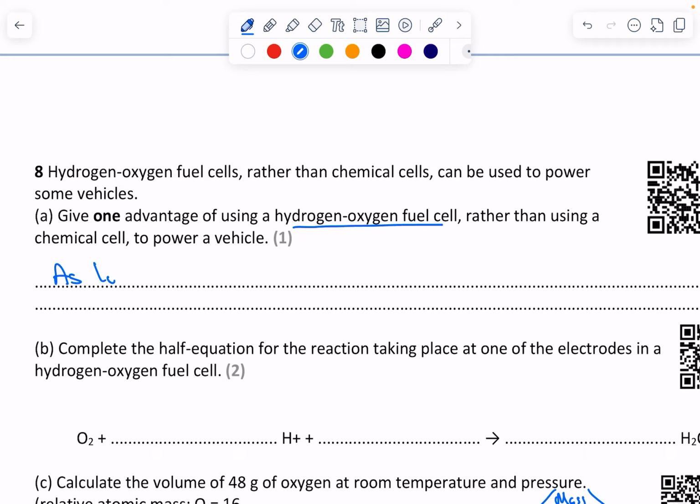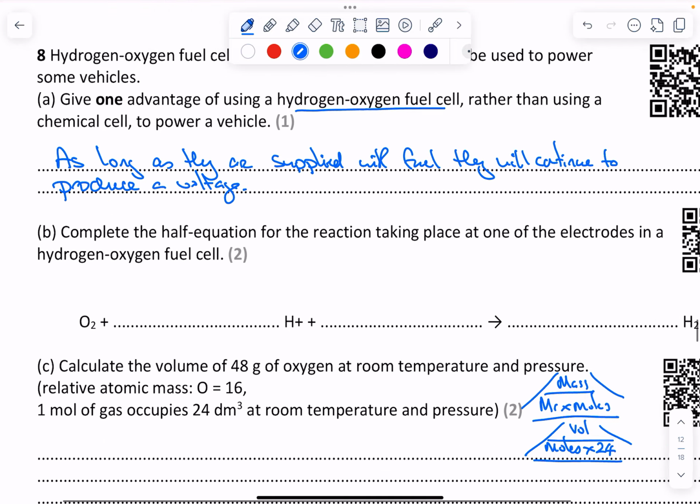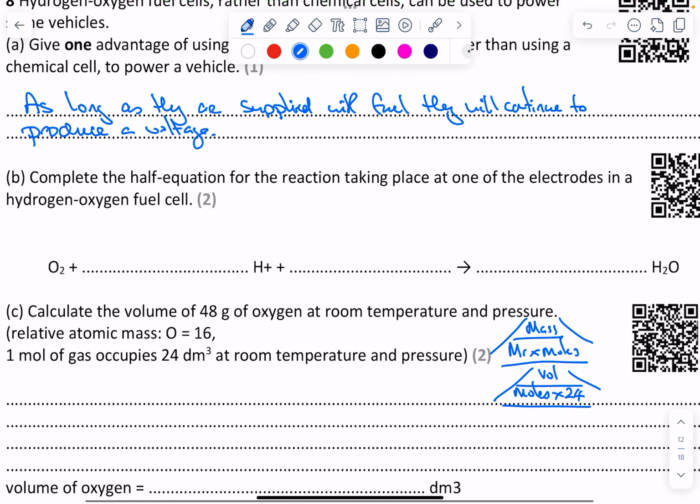So we can say as long as they are supplied with the fuel, so the fuel in this case is the hydrogen and oxygen, they will continue to produce a voltage. A normal cell, on the other hand, the voltage will decrease over time.